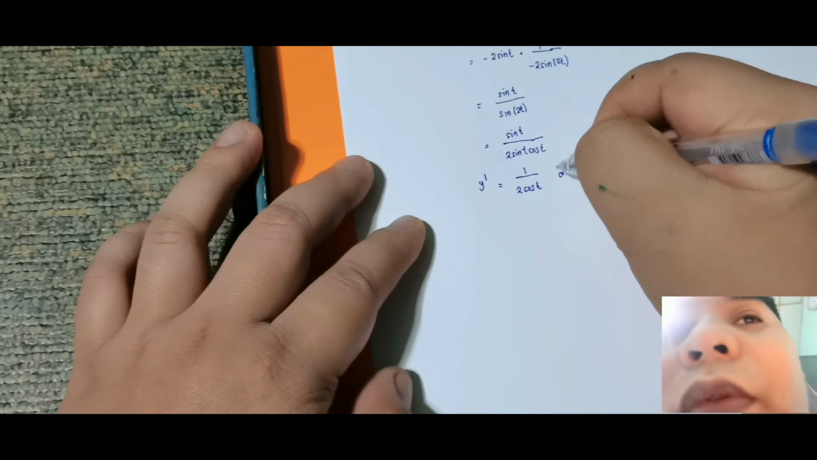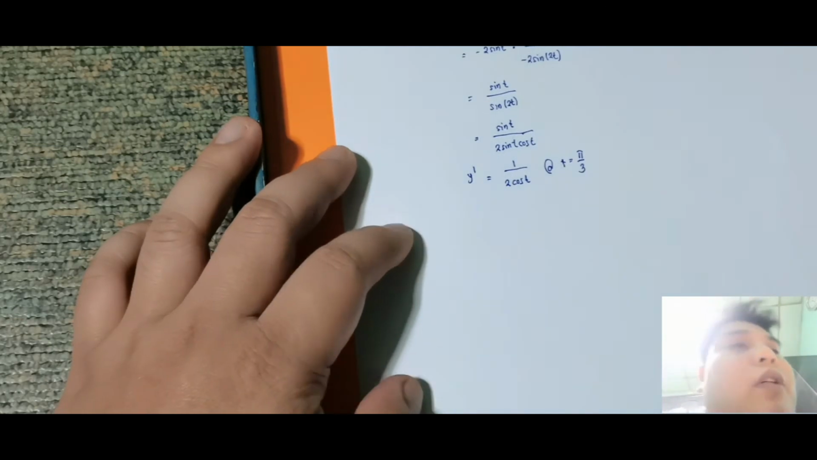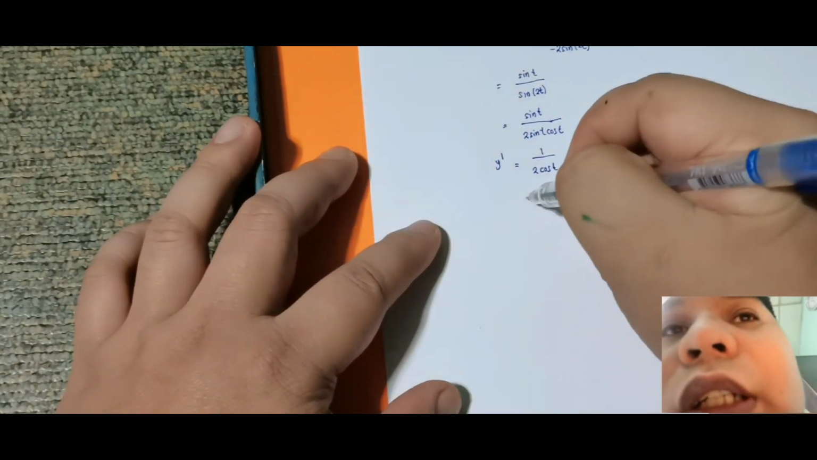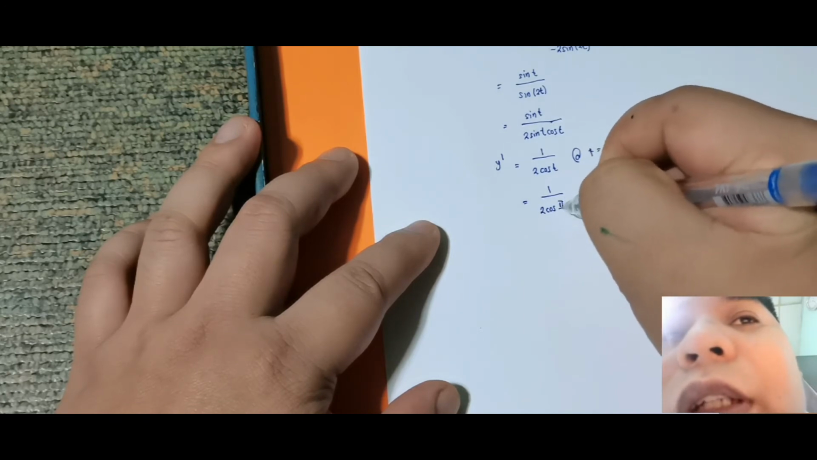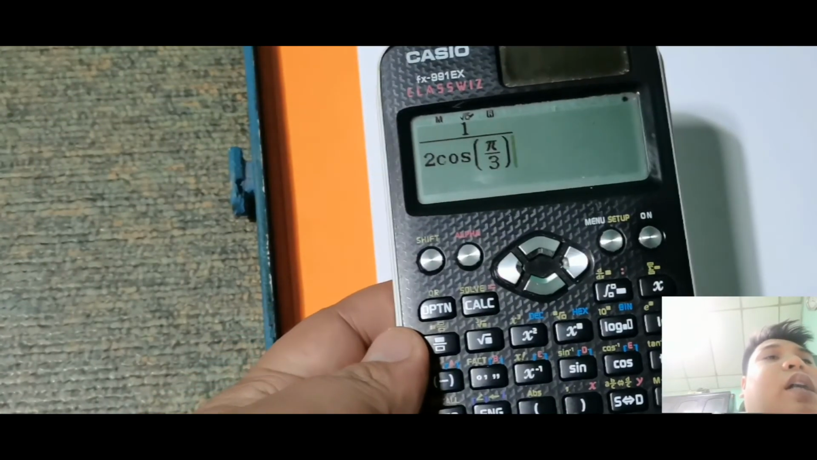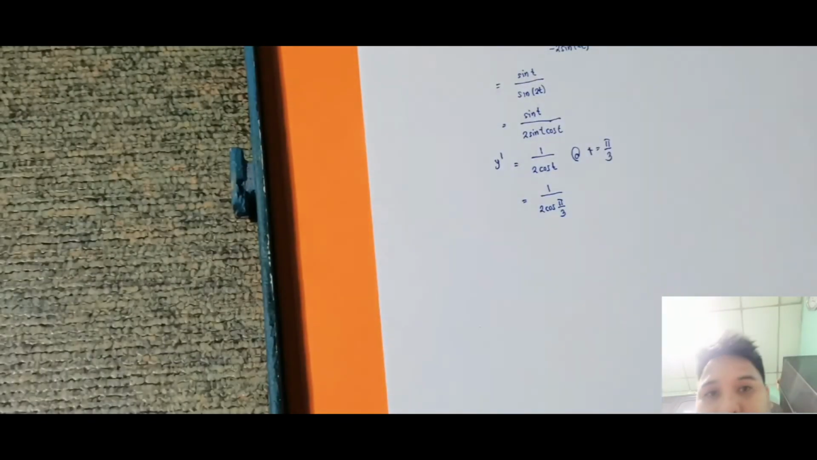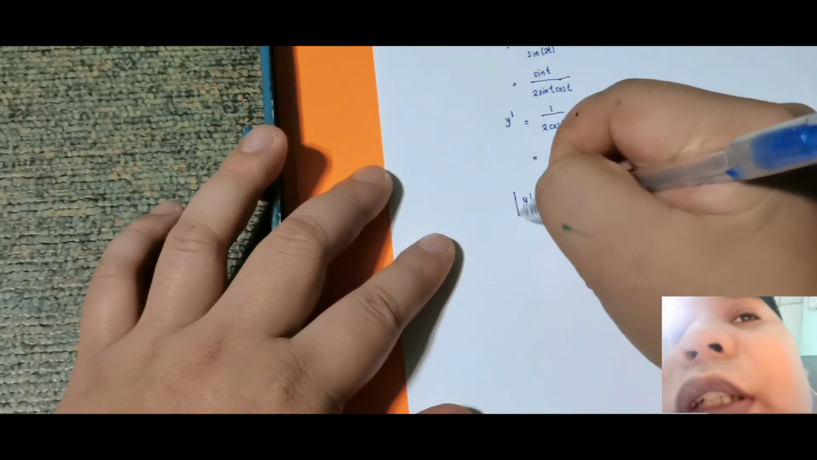So note, at t is equal to pi over 3, kailangan natin siya hanapin. So this is just equal sa 1 over 2 cosine pi over 3. So evaluate natin yung pi over 3. Since naka-radian naman tayo sa calculator, okay lang to. Siguraduhin mo naka-radian ka. So that is equal to 1. Okay, so therefore y prime is equal to 1.